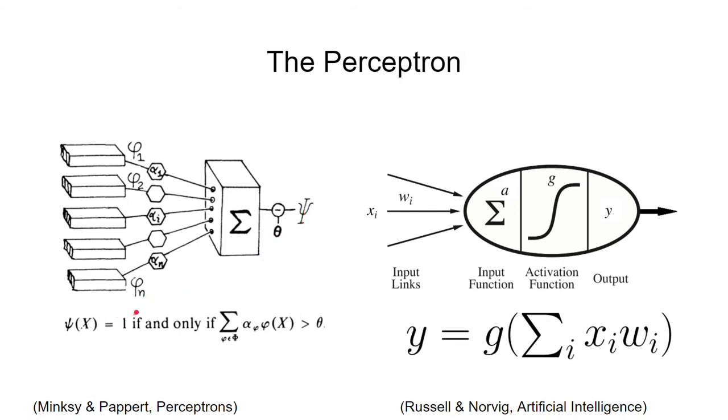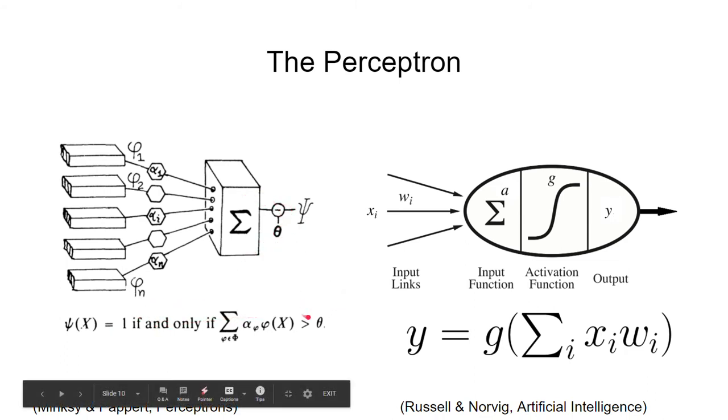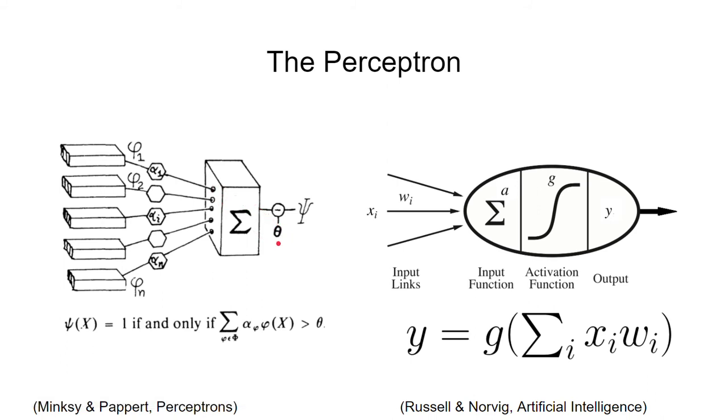Our output is just: we do all this math, and if this sum is greater than theta, or if this sum minus theta is greater than 0, then our output is 1, otherwise our output is 0. That's the standard classic perceptron model.